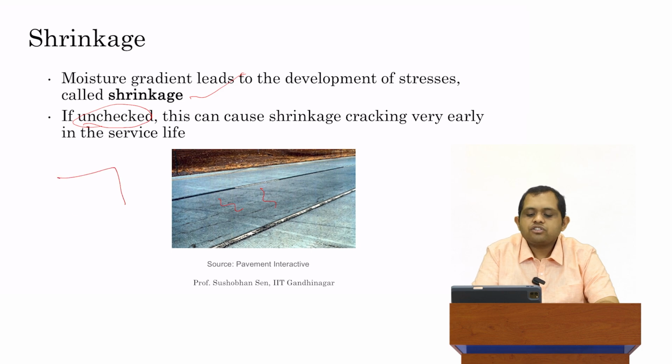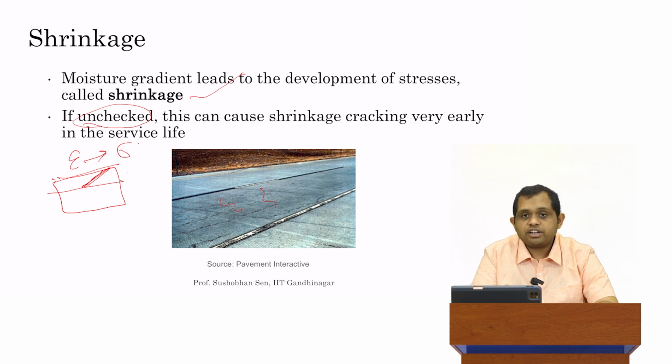So what will happen is we'll have a situation where we have a sharp moisture gradient. Because of the moisture gradient, some amount of strain is going to be developed, and that strain is going to create some amount of stress. And that stress can actually be quite high, because these gradients are very high, the strains can be very high, and so the stresses will be very high.